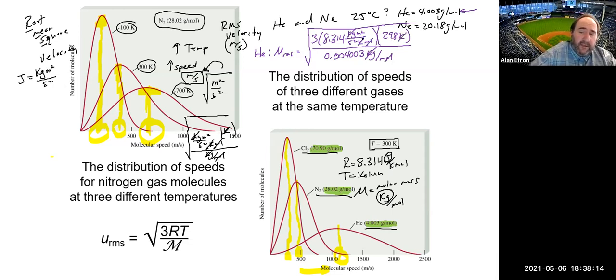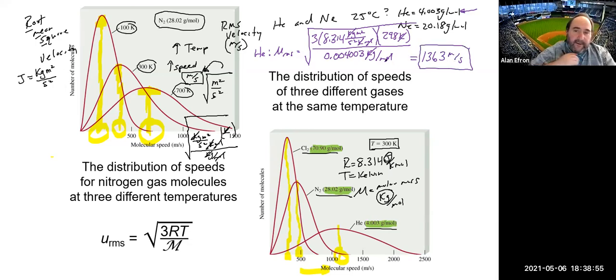Looking at our units, we are left with, again, meters squared divided by seconds squared, which is exactly what we're looking for here. So 3 times 8.314, again, not the one we use for the gas laws, divided by our 0.004003 gets us a big number that we square root. We don't want to forget to do that. And roughly speaking, we have our helium molecules at 25 degrees Celsius flying around at 1,363 meters per second. That's fairly fast, yes.